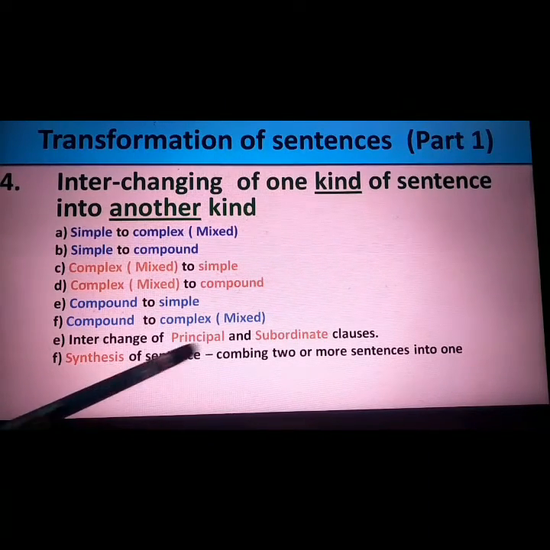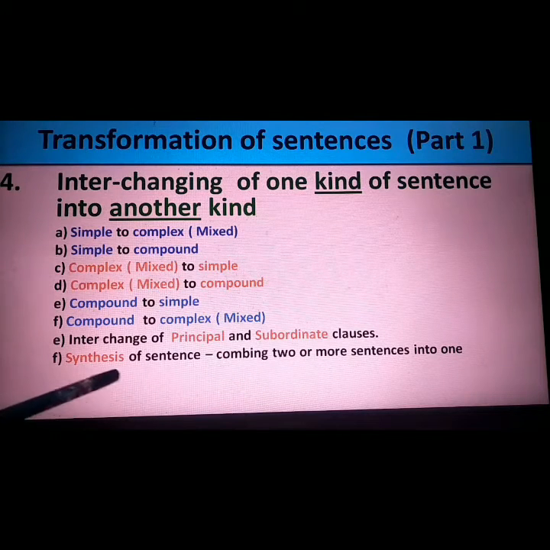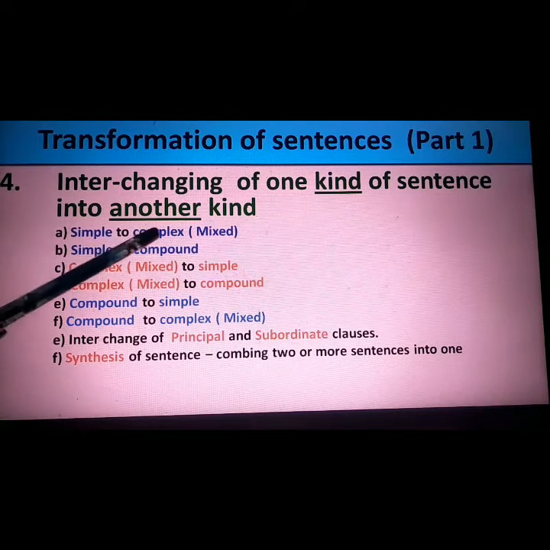Synthesis of sentences: here we are combining two or more sentences into one sentence. In synthesis you have more than one sentence, but here you often have one particular sentence, and that is made into a simple or a compound or a complex. Synthesis of sentences, we are combining two or more sentences into one.